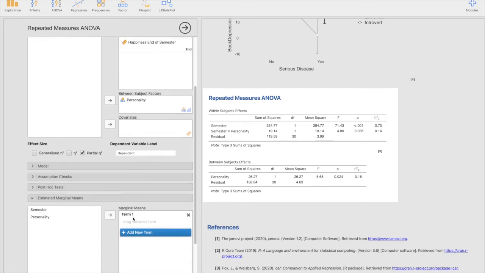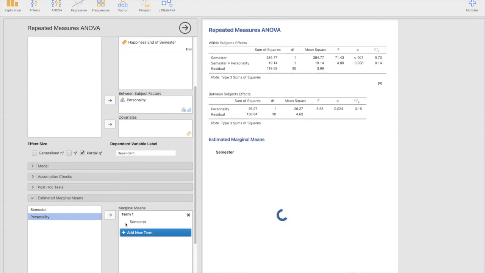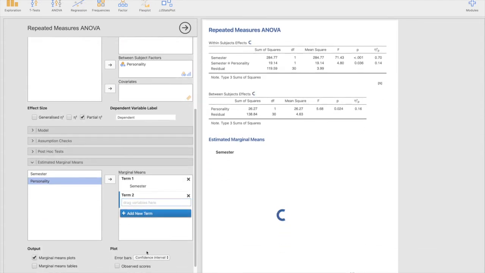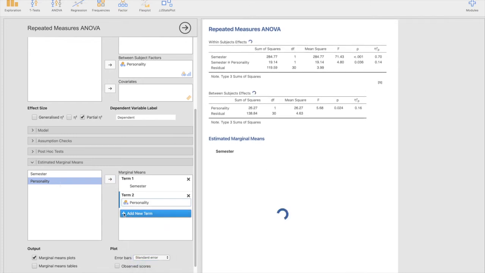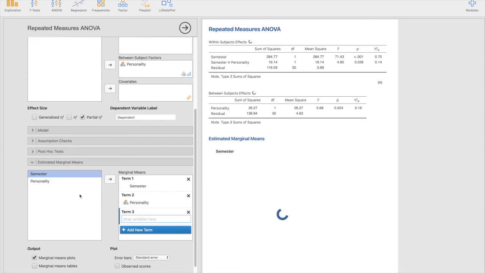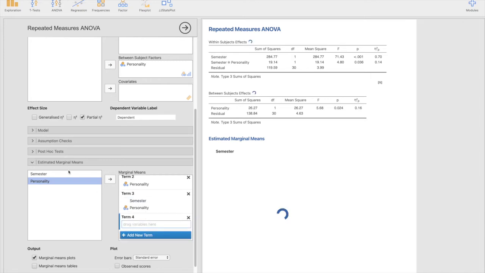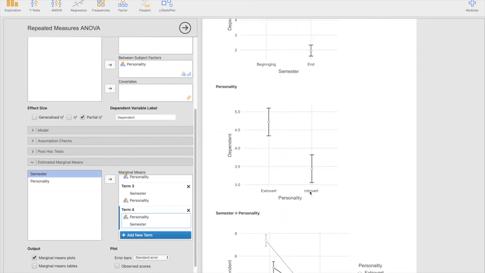I want to go ahead and look at my graphs. So the first graph is the main effect of semester. My second graph is the main effect of personality. My third graph is the interaction of personality and semester. And my fourth graph is the same interaction of personality and semester. I just put personality in first and semester in second. And now I get all my graphs.